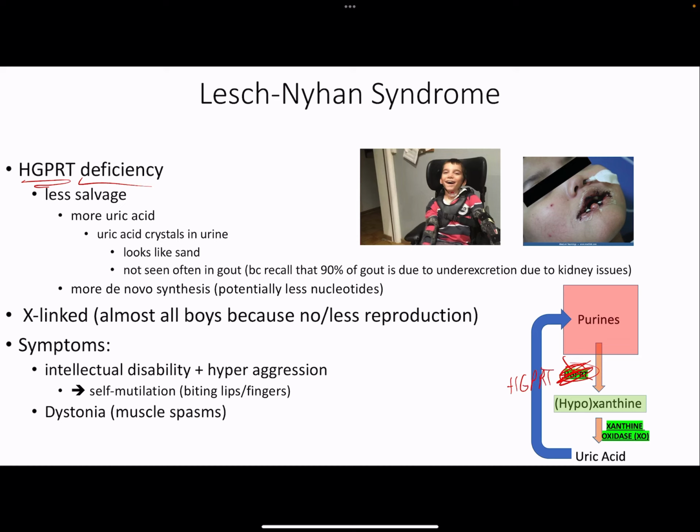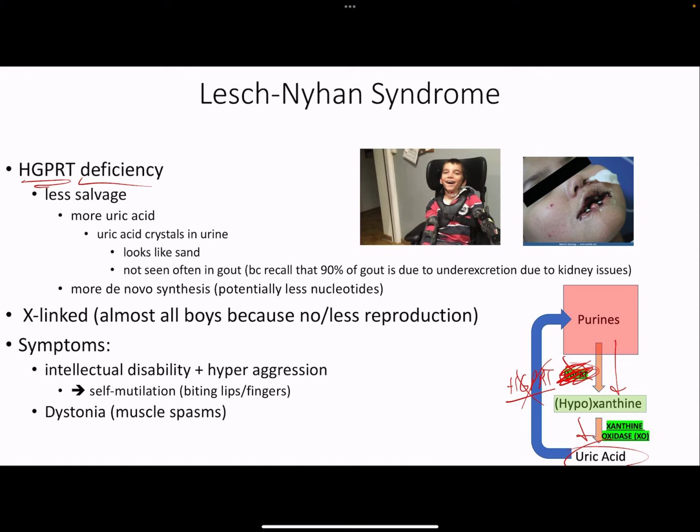So it's part of the salvage pathway, right? So purines are broken down to hypoxanthine. Hypoxanthine is broken down into xanthine, which is then broken down into uric acid. Purines can be recycled via HGPRT. If we do not have this, you cannot recycle, which means you have more uric acid. Again, this is one of the things that can cause gout.